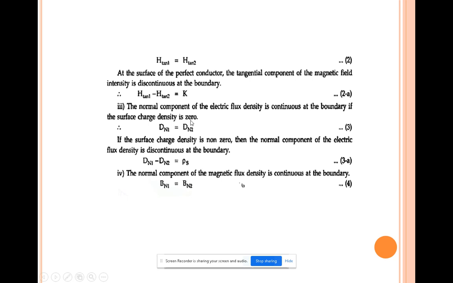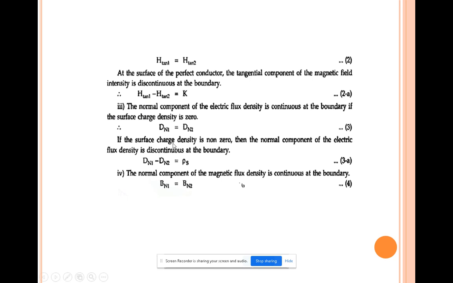Third point: the normal component of electric flux density is continuous at the boundary if the surface charge density is 0. Surface charge density 0 இருந்தா மட்டும்தான் electric flux density continuous இருக்கும். The same thing will be followed for the second medium also. Boundary cross பண்றப்ப the same will be followed. So when surface charge density is 0, the electric flux density will be DN1 equal to DN2, the same for the first medium and the second medium. N1 ங்கிறது first medium, N2 ங்கிறது second medium.